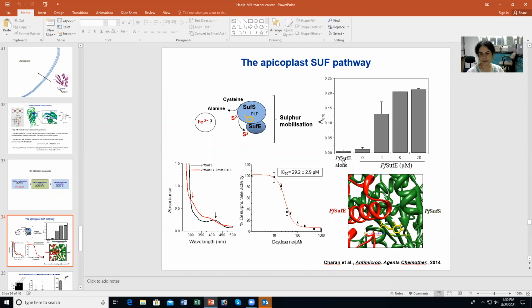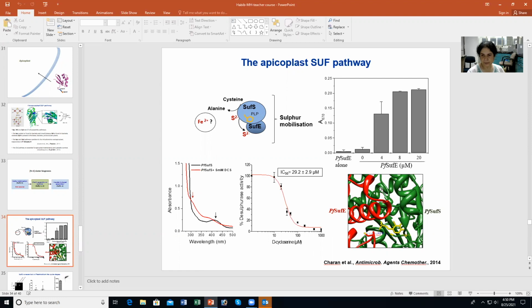And basically, if you see over here, if you have SufE alone, there is no desulfurase activity. Similarly, if you have SufS alone, there is nearly no activity. But as you keep increasing the concentration of SufE, the proportion of SufE to SufS, you find that there's an increase in the activity of the cysteine desulfurase. So SufS alone has low activity, but as you keep increasing the SufE, there is an increase in activity till it plateaus. So SufE enhances the cysteine desulfurase activity of SufS. And by in vitro interaction, we could also show that these proteins interact with each other.